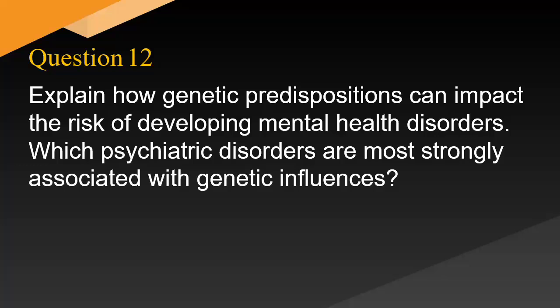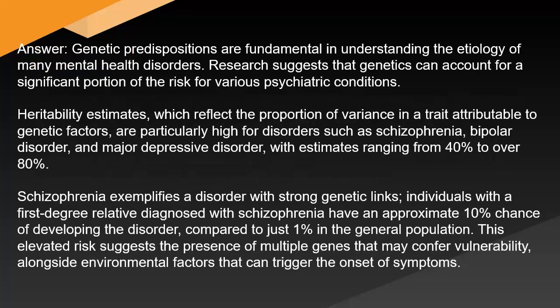Which psychiatric disorders are most strongly associated with genetic influences? Answer: genetic predispositions are fundamental in understanding the etiology of many mental health disorders. Research suggests that genetics can account for a significant portion of the risk for various psychiatric conditions. Heritability estimates, which reflect the proportion of variance in a trait attributable to genetic factors, are particularly high for disorders such as schizophrenia, bipolar disorder, and major depressive disorder, with estimates ranging from 40% to over 80%.